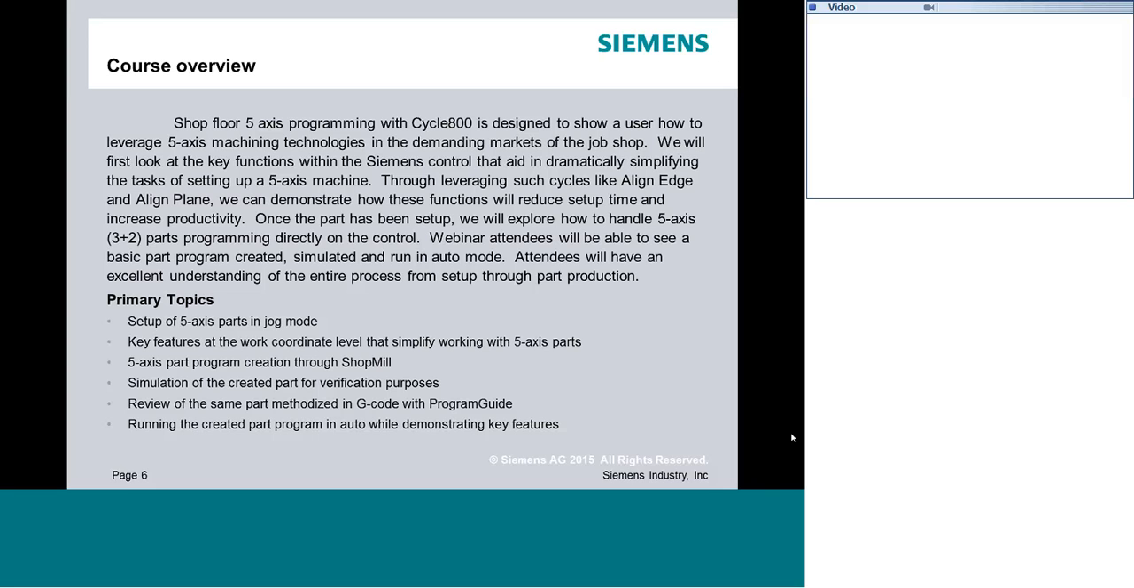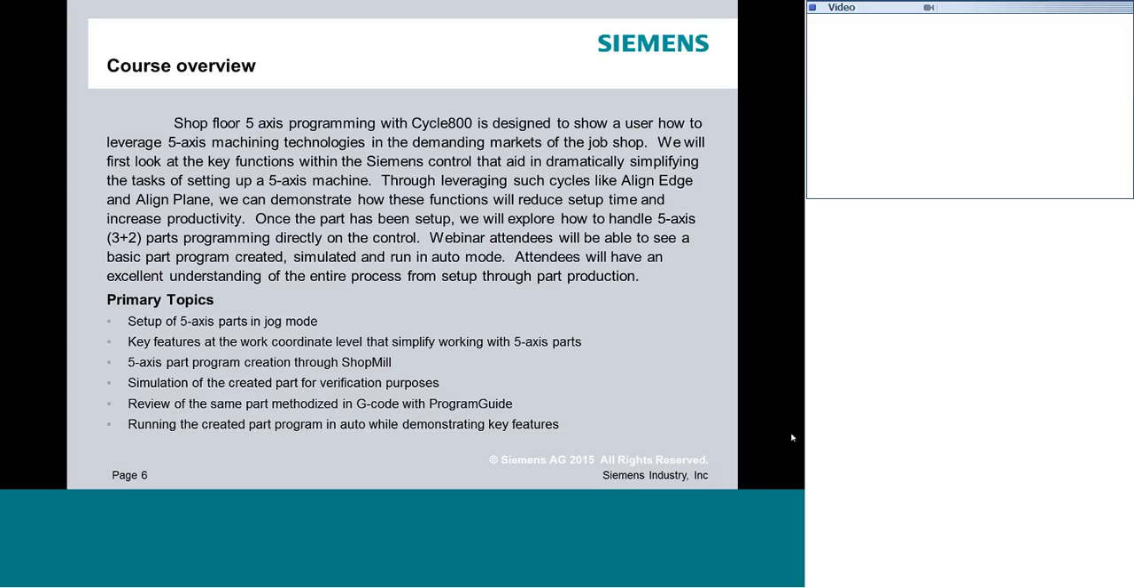We're going to create a part program in Shop Mill. That would be our conversational style interface. Once we've created the part program in Shop Mill, we're going to evaluate it in our simulation mode, and then we're going to take a look at it in an auto mode as well.